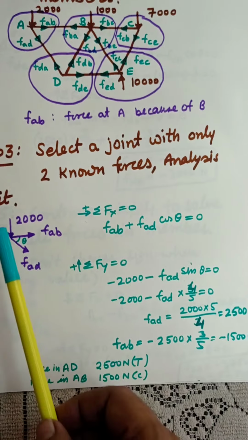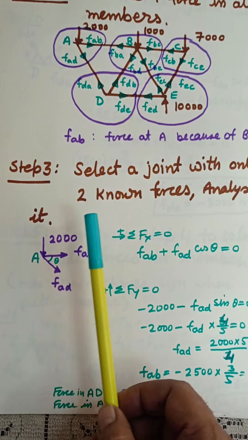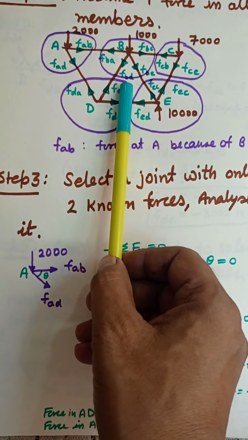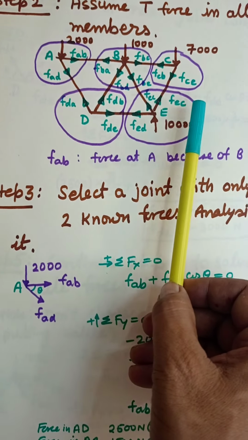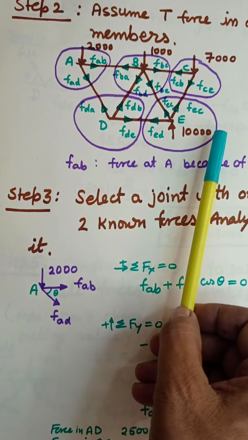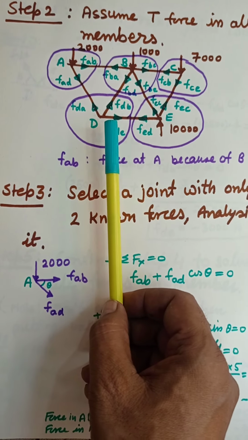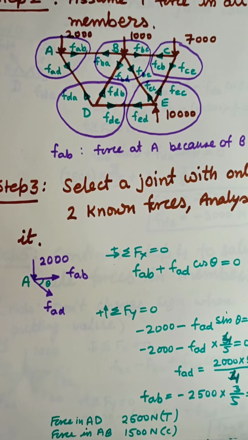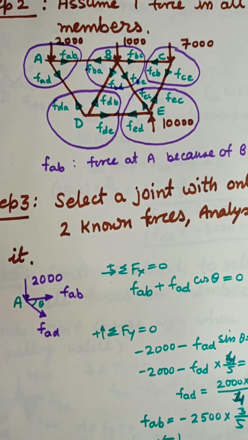We'll select joint A and make the free body diagram of A. The way we have done it, we can make small circles all around these joints, taking care of all the forces there. So with this step 2 you have already obtained the free body diagrams of all the joints, and it is very easy to identify which joint has two unknowns.